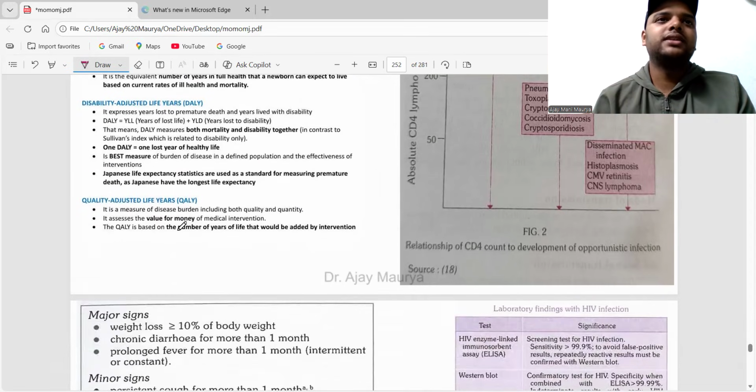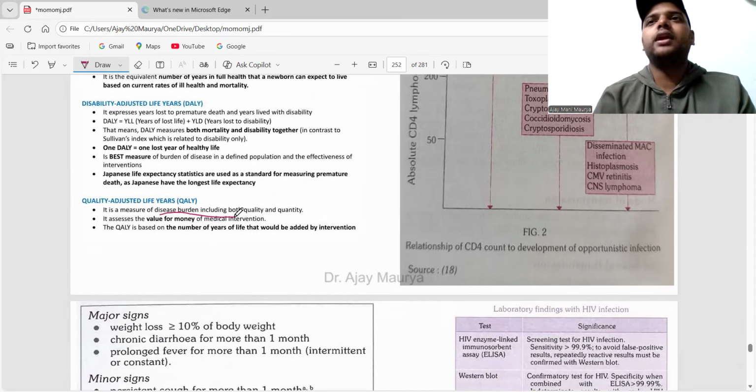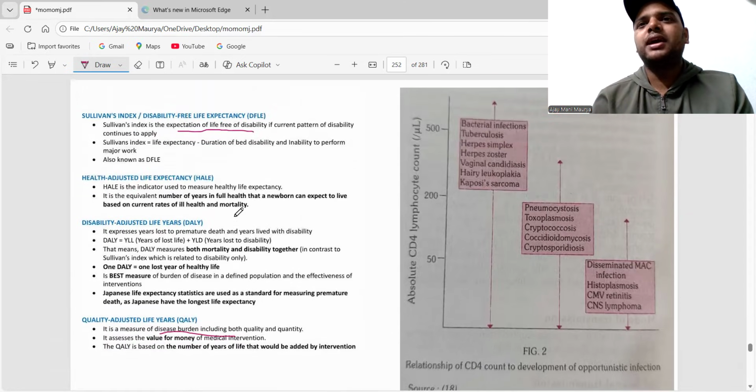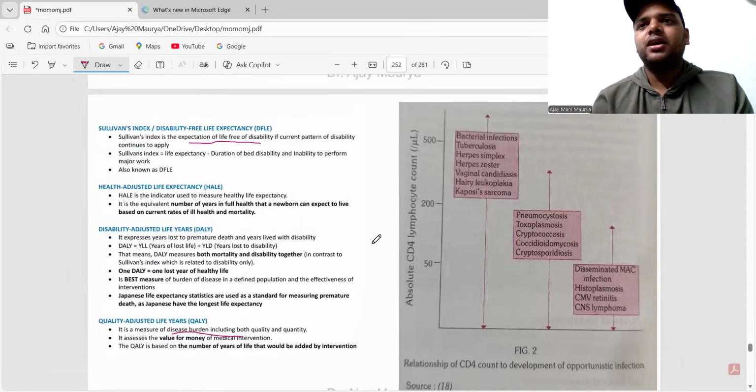Next is the QALY. QALY measures the disease burden, including both quality and quantity. This one is very important. I took this from the PSM textbook only.